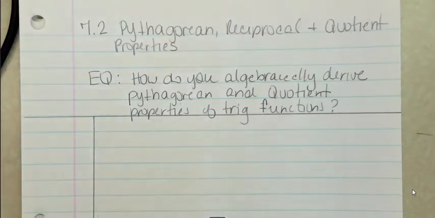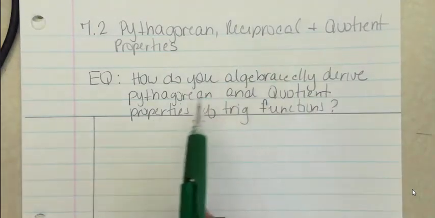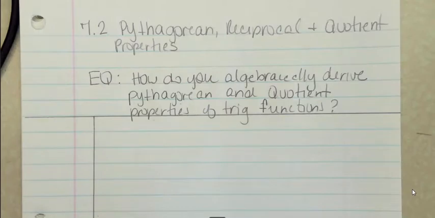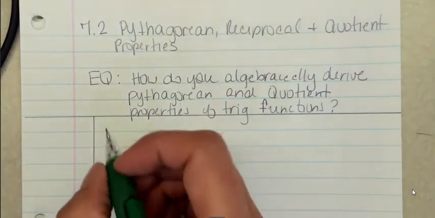Alright, so your essential question: how do you algebraically derive Pythagorean and quotient properties of trig functions? And a lot of this stuff is in your textbook, so you might want to even reference your textbook.